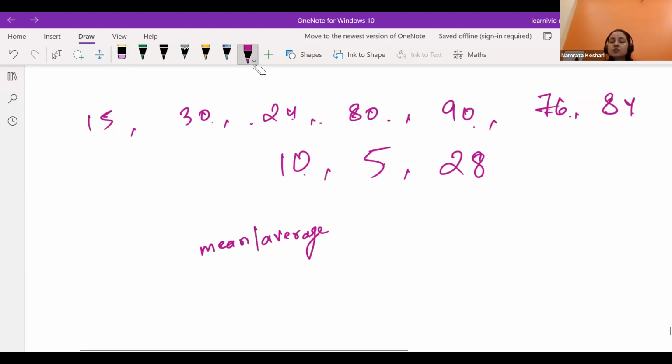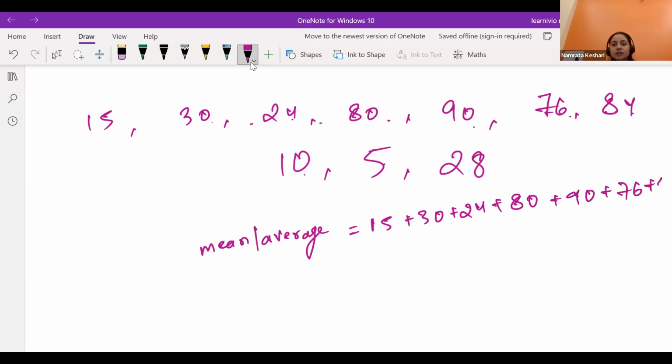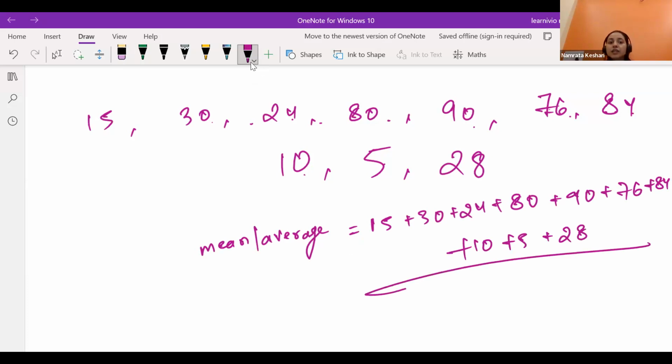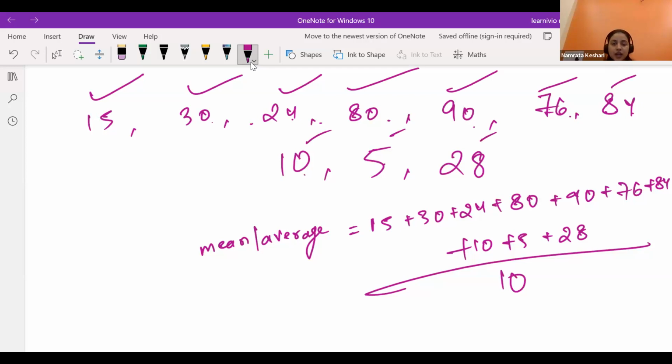The formula is the sum of all the numbers, the sum of all the data, divided by the number of data. How many data are we having? I am having the data of 10 students. So divided by 10. You can count it: 1, 2, 3, 4, 5, 6, 7, 8, 9, 10. So 10 data we are having. Whatever we get from here, that is the marks I'll mention.